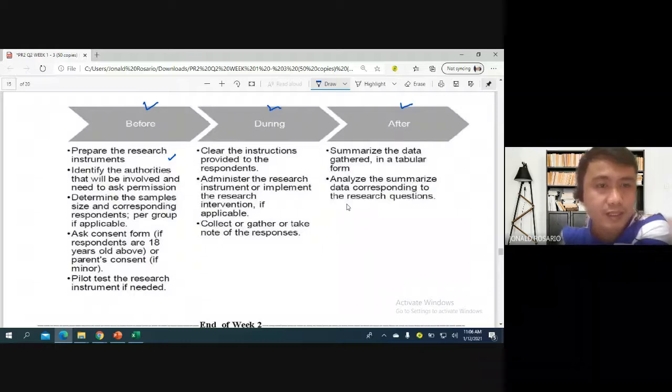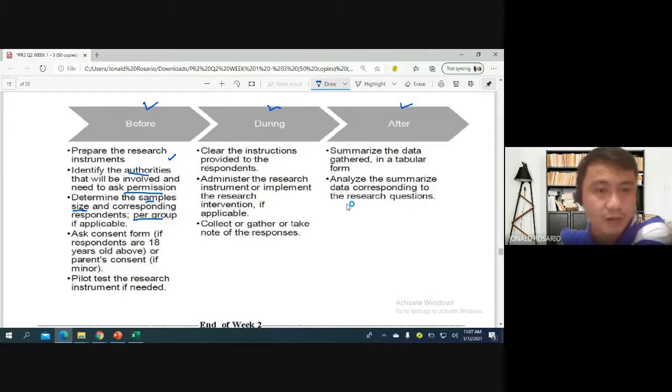Before, prepare the research instruments. Of course, kailangan natin i-prepare yung research instrument. Yan yung procedure na gagawin muna. Identify the authorities that will be involved and need to ask permission. Mga authorities, pwedeng principal, pwedeng supervisor, pwedeng kapitan, and so on. Determine the sample size and corresponding respondents. So sample size, ano yung sample size natin? Ibig sabihin ng sample size, ilan yung mga respondents per group, kapag may control group or nagrupo sila, so i-identify natin.